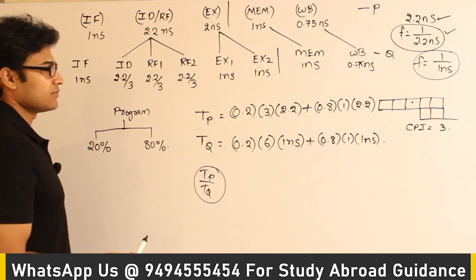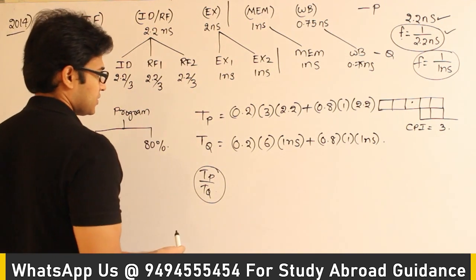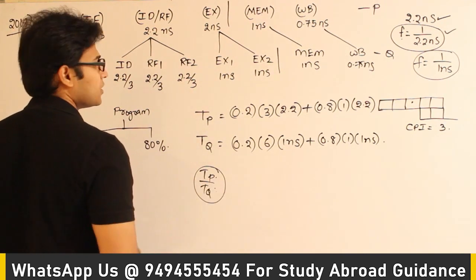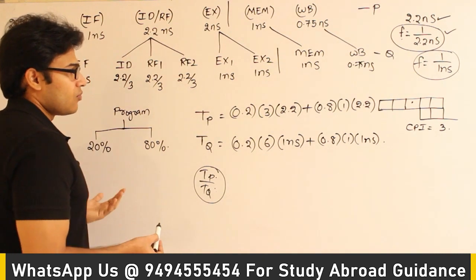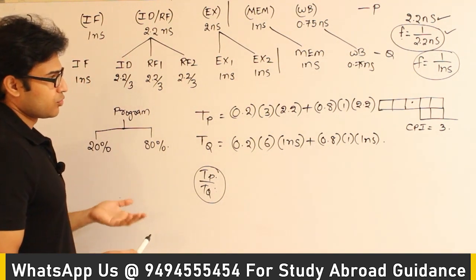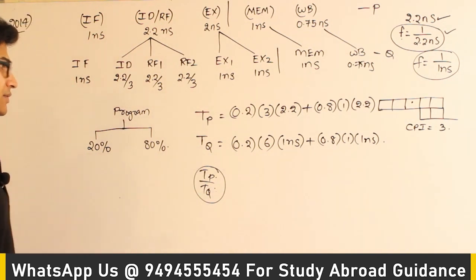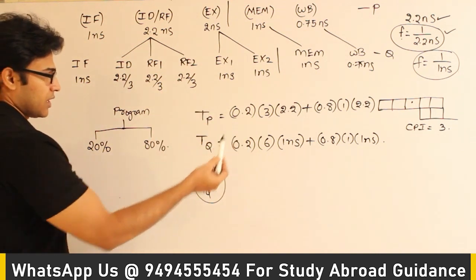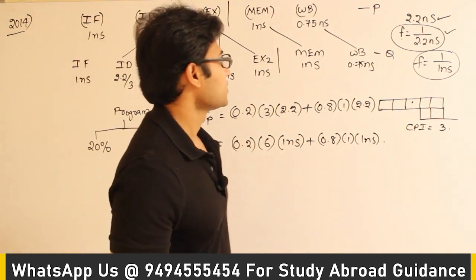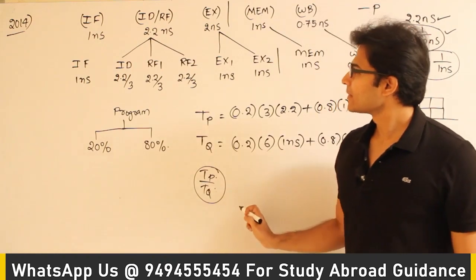So in case there are branch instructions, you can find out TP by TQ and see how much improvement you got in the performance. You please calculate it and you get the answer. I'm not sure what the answer is. We just continue to carry out these calculations, okay?